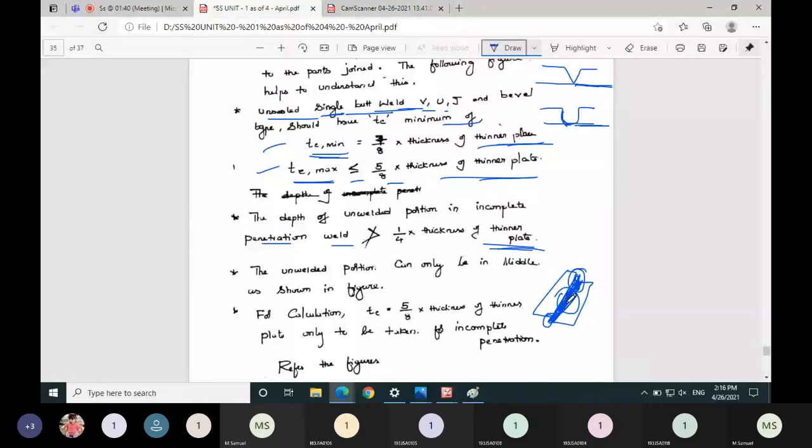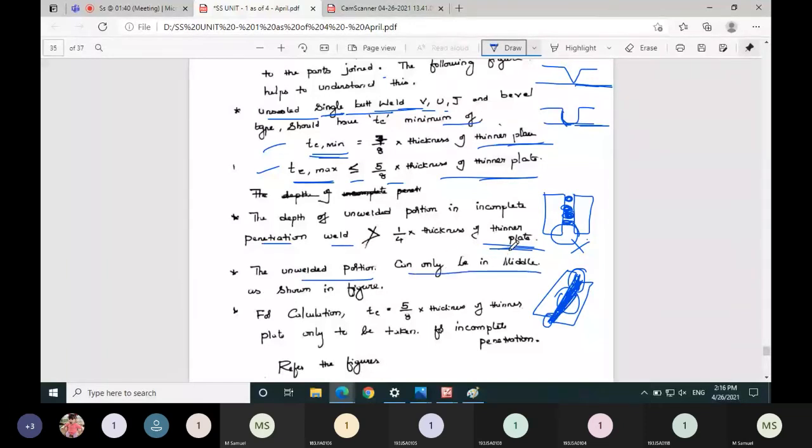Center lo weld cheyagoddu anukunte cheyalsina avasaram ledhu. Okay, vela rendu plates ila undetappudu weld chestunappudu nenu ikkada weld chesi idantha weld chesi ee edges ni unchagoddu weld cheyakunta but weld lo. Okay, that is what is saying. The unwelded portion can only lie in the middle.